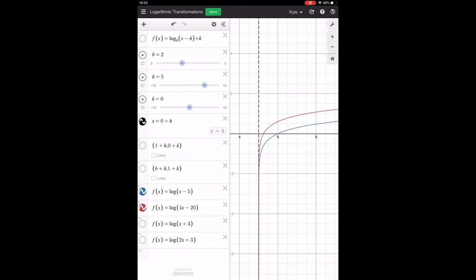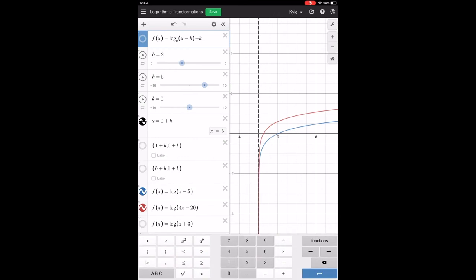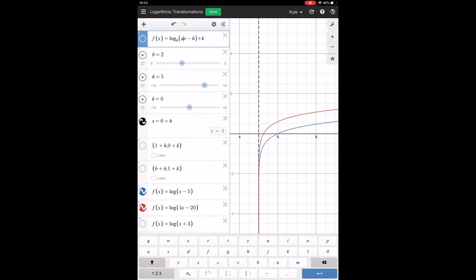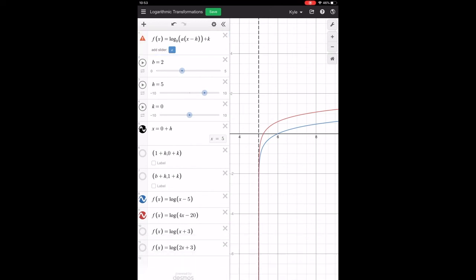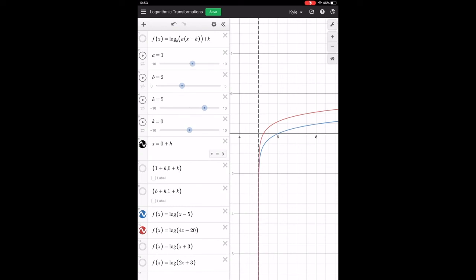The reason for that is because I've multiplied these inner values by 4. What I can do here is change around this standard function that we were working with. I can take another value, let's call it an a, and multiply it to everything. And I'm going to add a slider for a here. Let me go back to the original function we were working with.